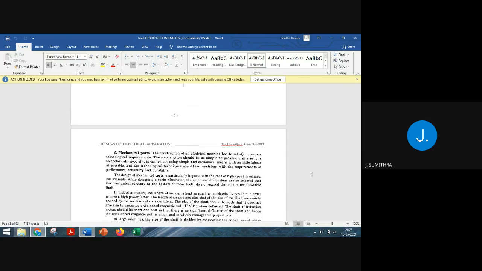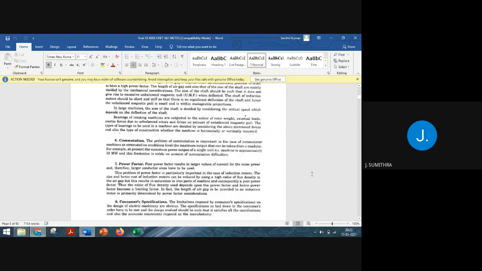At the same time, the length of the air gap also affects the size of the shaft. Most of the mechanical considerations regarding a rotating machine depend upon the size of the shaft, which in turn depends on the length of the air gap. The shaft of the induction motor should be short, and at the same time stiff enough so that there is no significant deflection of the shaft due to unbalanced magnetic field, etc.